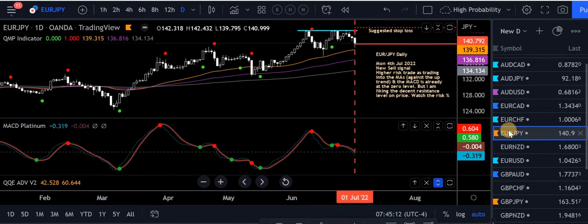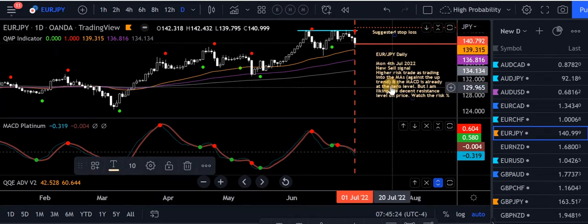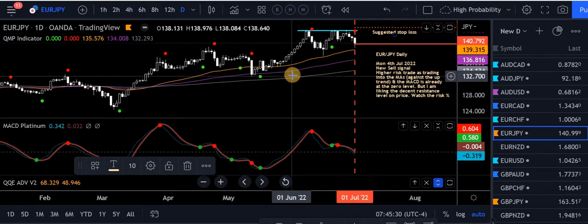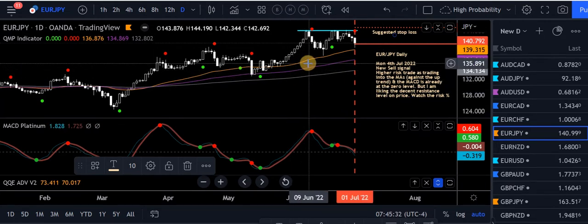Euro Yen, highlighted in orange, means I want to talk about it. Now, you can see I've already put my notes on the chart. Monday, there's a new sell signal. Now, I'm a bit reluctant about this one. There's a couple of reasons. One, the trend's up. You can see the trend's up. That's Captain Obvious.